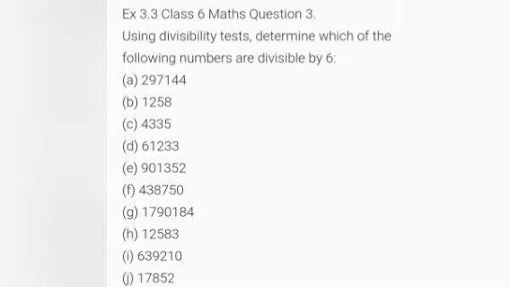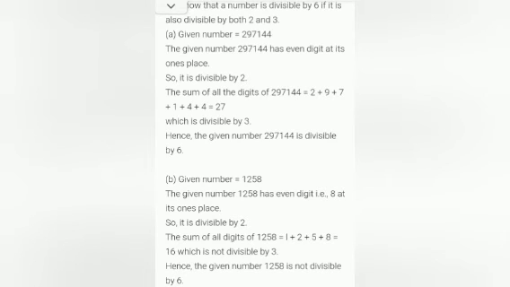Using the divisibility test, determine which of the following numbers are divisible by 6. So 6 की divisibility test हमें लगानी है, and we have to identify whether they are divisible by 6 or not. So what is the divisibility test of 6? When the number is divisible by 2 and 3, then that number is divisible by 6. That 2 के टेबल में भी होना चाहिए और 3 के भी. Means we have to apply both the divisibility tests of 2 and 3. अगर दोनों पॉजिटिव है then that number is divisible by 6.